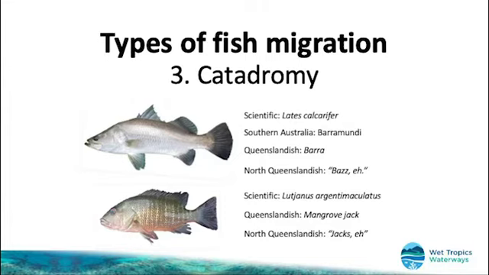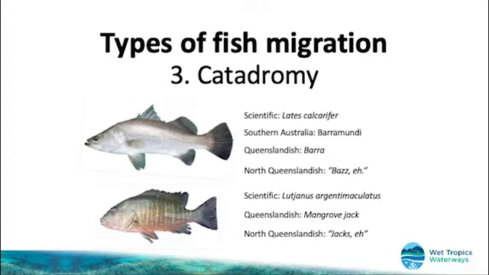A good example, an iconic fish, and there's quite a few of these, I'll go through a couple that people will probably know. A good example is Lates calcarifera, which is, of course, for southerners the barramundi, for Queenslanders the barra, and for North Queenslanders just baz, eh? Then we've got fish like Lutjanus argentimaculatus, the mangrove jack to most Queenslanders, or just jack, say.